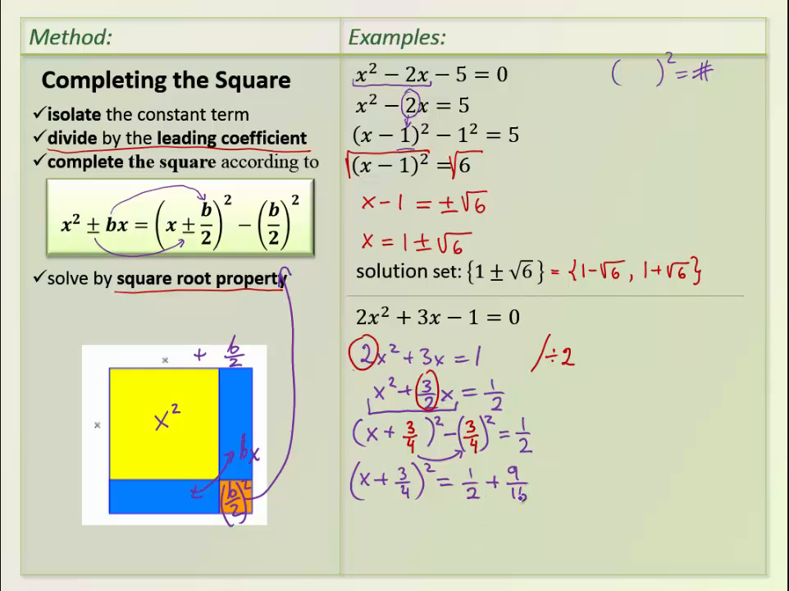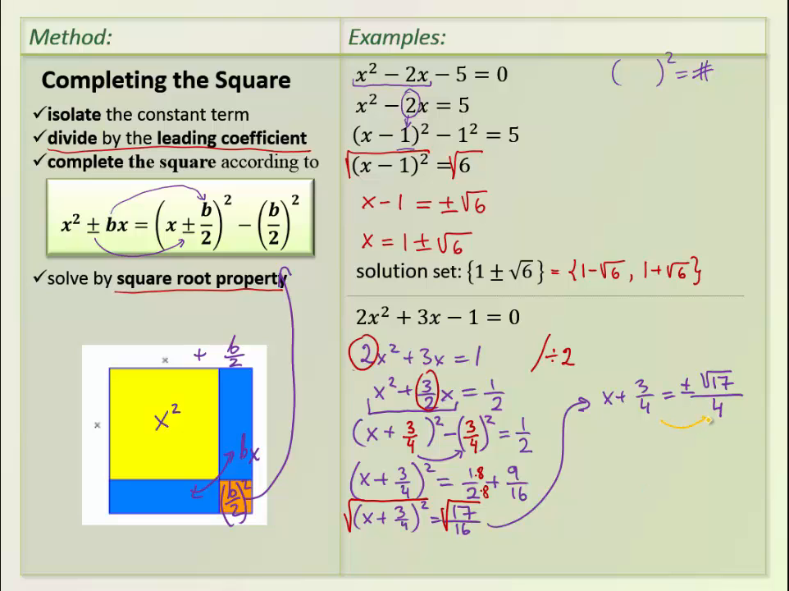Now, in order to be able to add these two fractions, we need to extend the 1 half to the new denominator 16. So multiply the top and the bottom by 8. Therefore, we end up with x plus 3/4 squared equals 17/16. And finally, when we take the square root on both sides, we end up with x plus 3/4 equals, remember, plus or minus. And now we can split the square root of the numerator, root 17, over the square root of the denominator, which is just 4.